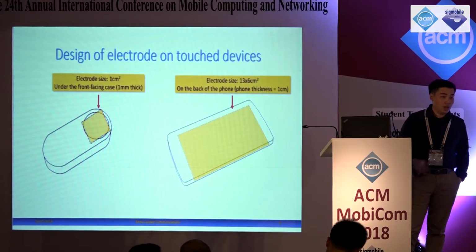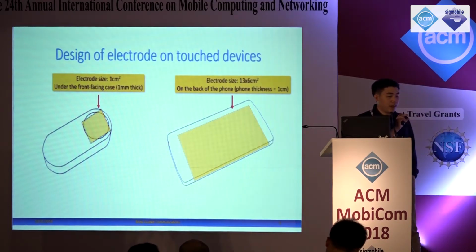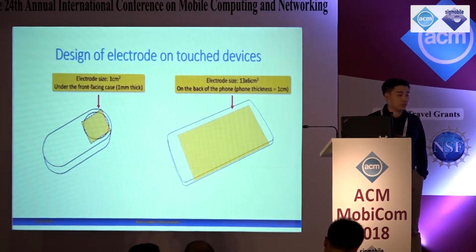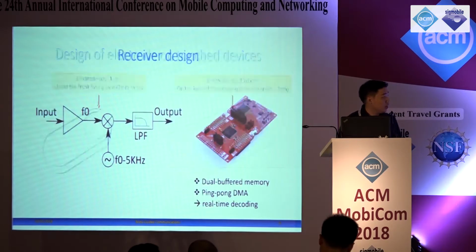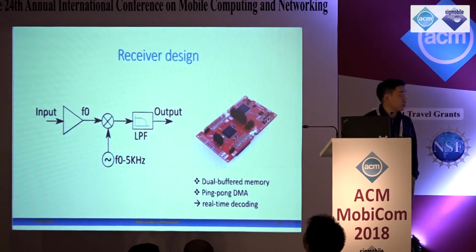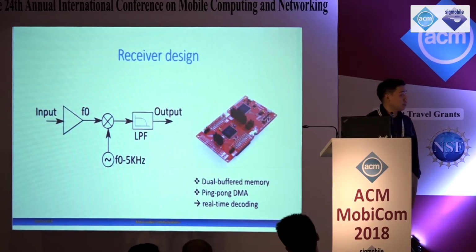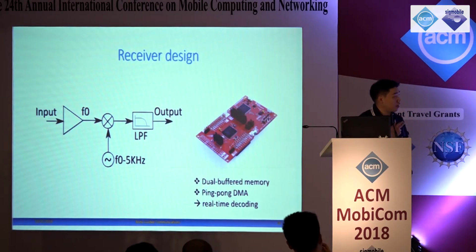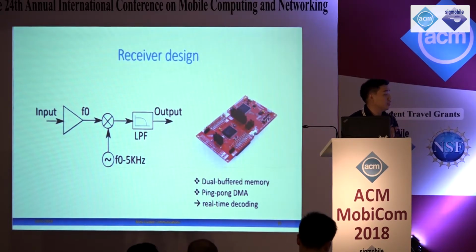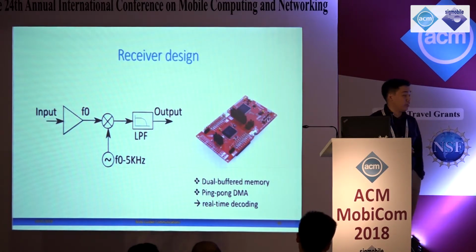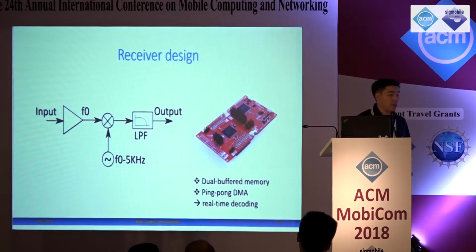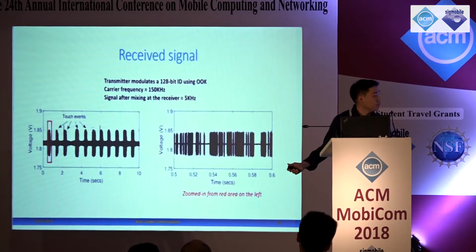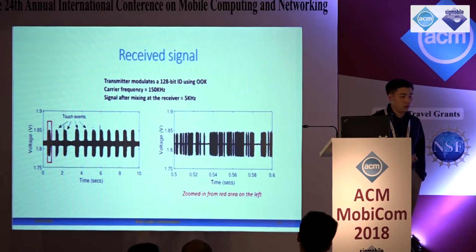For the phone, because the device thickness can be 1 centimeter, we increase the size of the electrode to be nearly the size of the device. The receiving electrode is connected to the receiver, and basically the receiver down-converts the signal from frequency F0 to 5 kilohertz, and this 5 kilohertz signal is sampled and decoded by a microcontroller in real time. So this is an illustration.